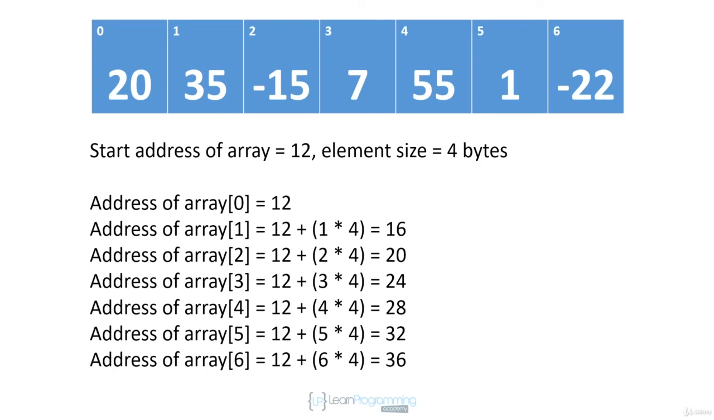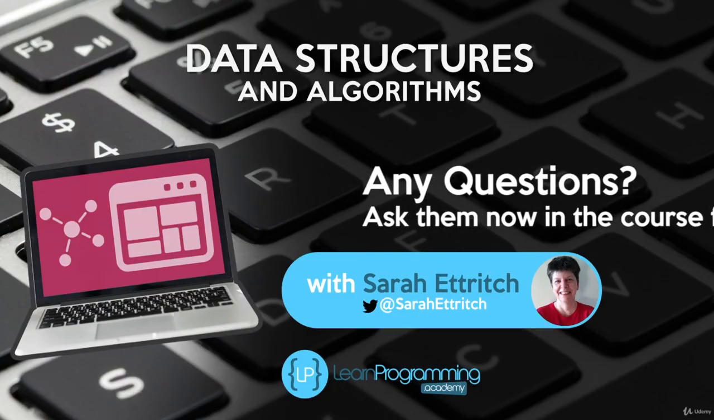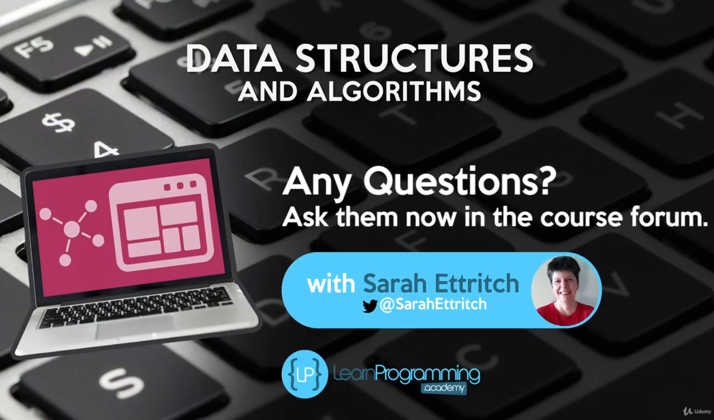Okay, so now we understand how arrays are stored under the covers, and we understand why, when we have an index of an array, we can get to the element really, really quickly. It doesn't matter where the element is in the array, we do the same calculation. So with that in mind, let's move on and look at the big O values for array operations. I'll see you in the next video.